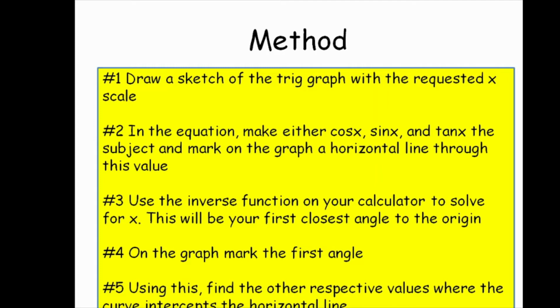So once you've made sin x, tan x or cos x your subject, what you then want to do is mark on the graph a horizontal line through this value. Then the third step is that you want to use the inverse function on your calculator to solve for x, and this will be the closest angle to the origin of your first solution for that equation. And then on your graph, you want to mark that angle. And then step 5, the final step, is to use this value and the graph to find all the other respective values within the given range.